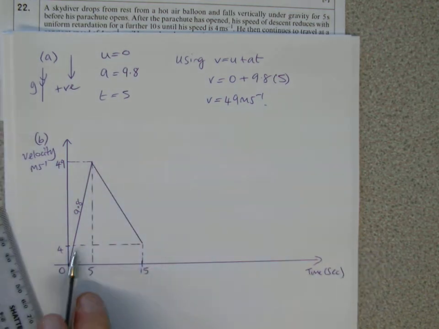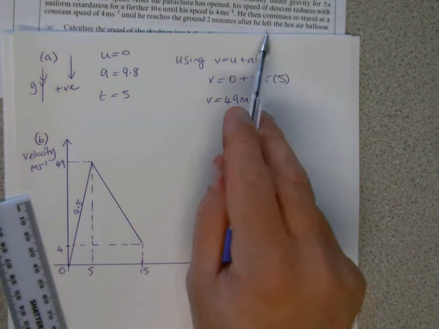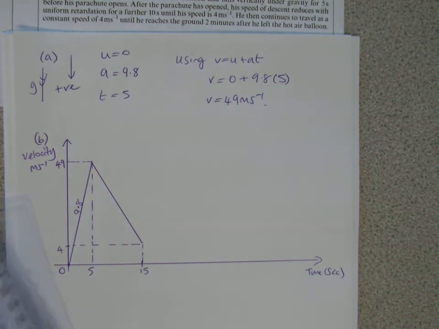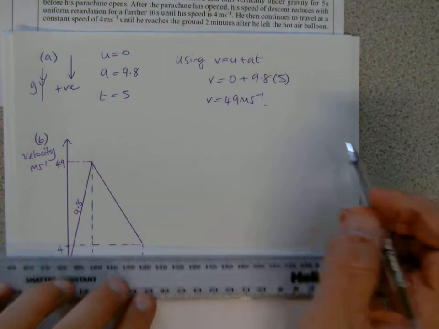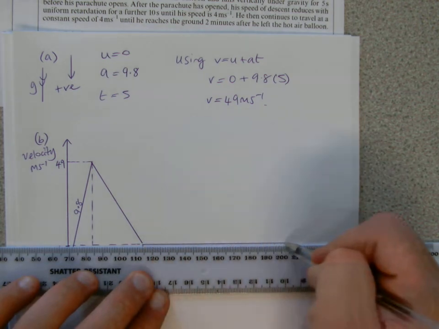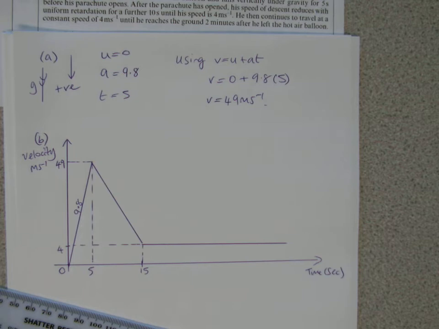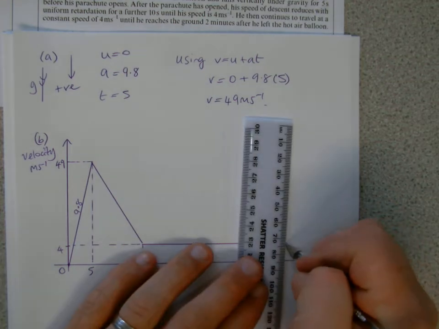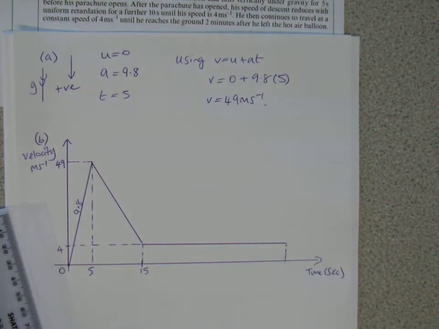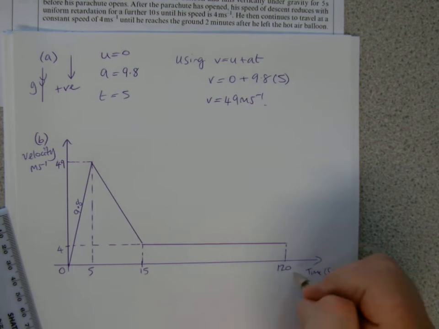Okay, and now he's traveling at a speed of 4 meters per second, and he says he continues to travel at a constant speed of 4 meters per second until he reaches the ground 2 minutes after he left the hot air balloon. So 2 minutes, he just keeps going then at that speed of 4 meters per second, so a straight, flat, horizontal line. He reaches the ground 2 minutes after he left the hot air balloon. So after he left the hot air balloon would include this time, so 2 minutes in total here, which of course is 120 seconds. Okay.